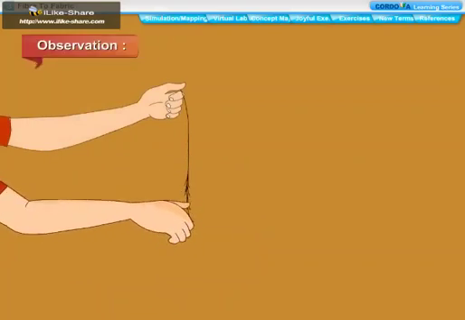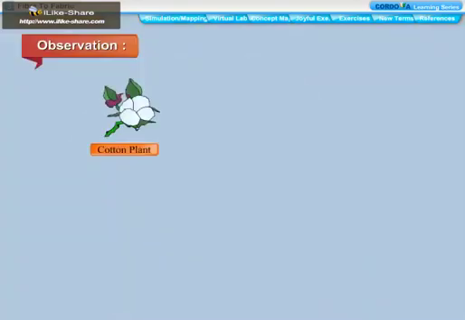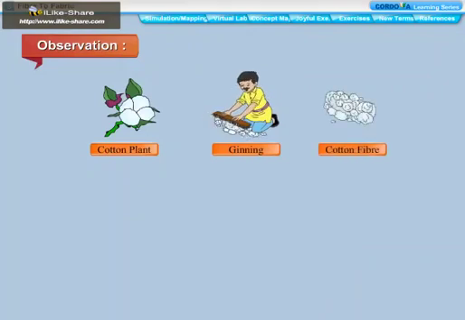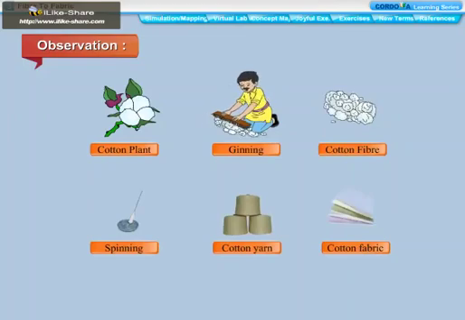Observation: We observe that the yarn splits up into thin strands. These thin strands of thread are called fibers. So we conclude: cotton plant, ginning, cotton fiber; spinning, cotton yarn; weaving, cotton fabric.